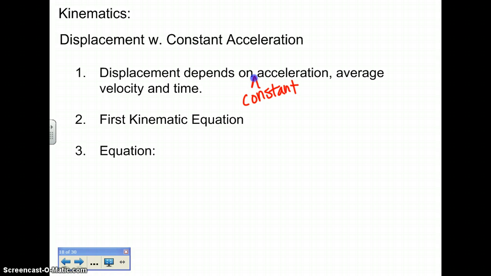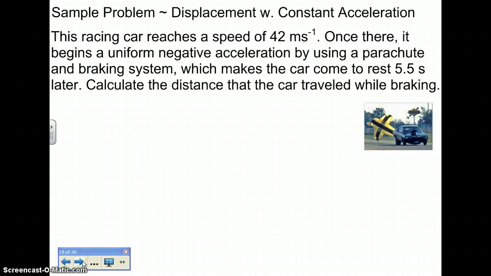The equation that you're going to use for this is delta x equals 1/2 quantity VI plus VF times delta t. So let's try this into a problem.